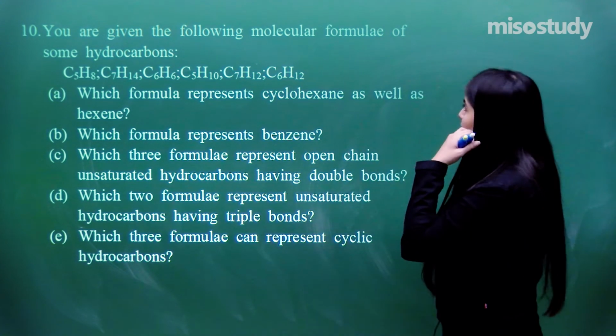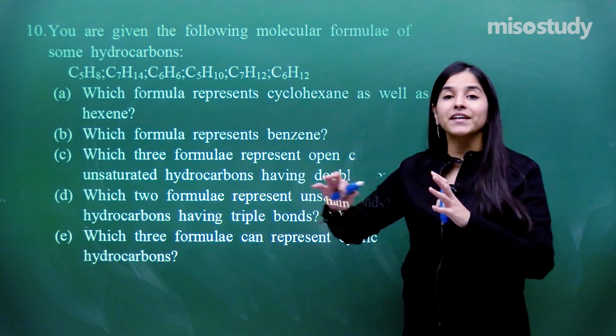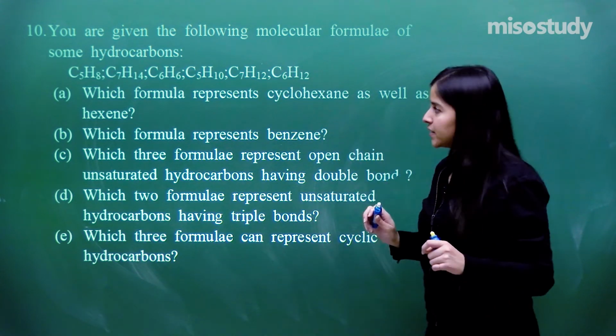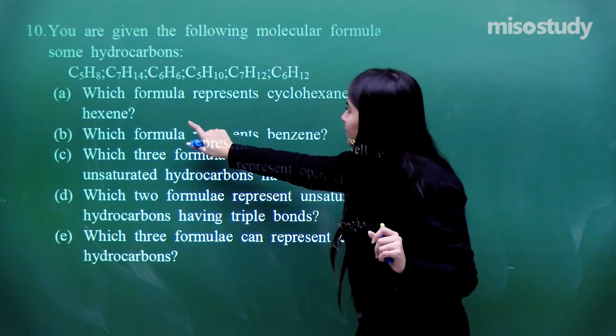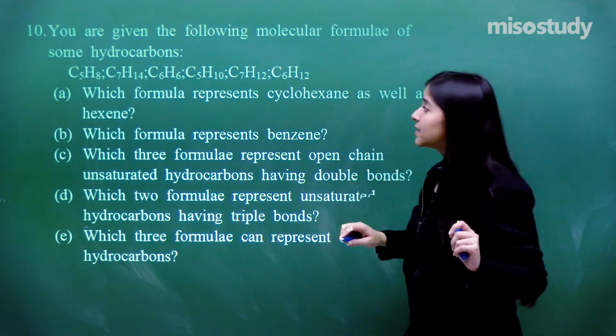Question number 10. You are given the following molecular formulas of hydrocarbons. It is the super condensed version of the formulas right here, so you need to figure it out. First one, which formula represents cyclohexane as well as hexene?